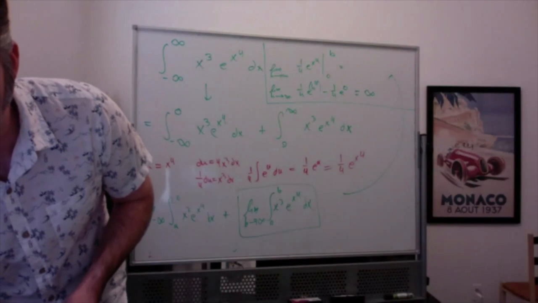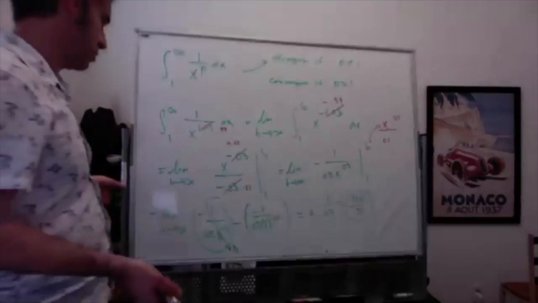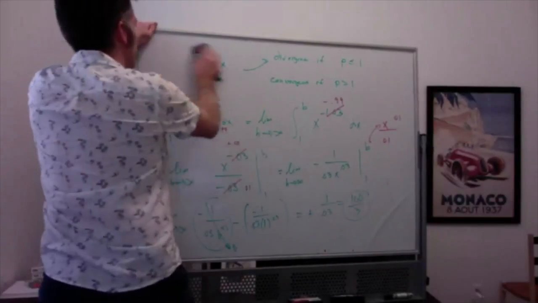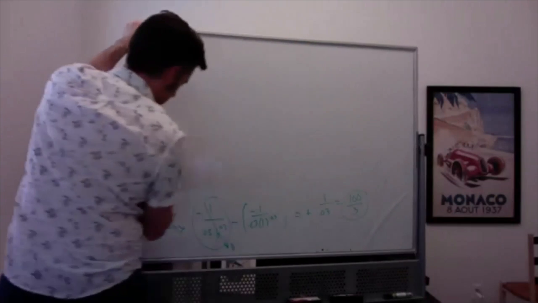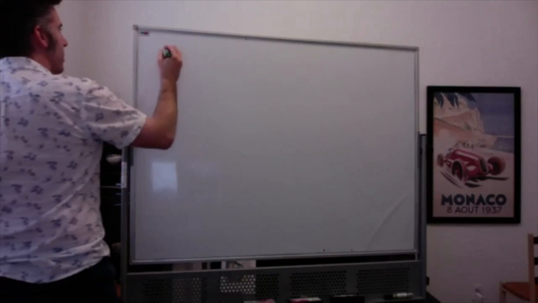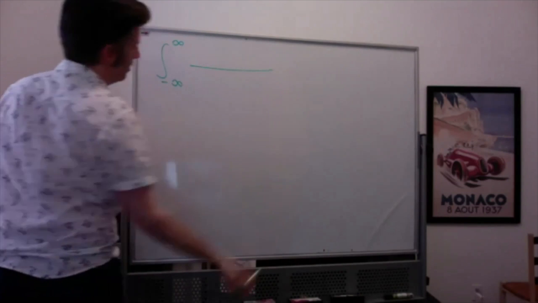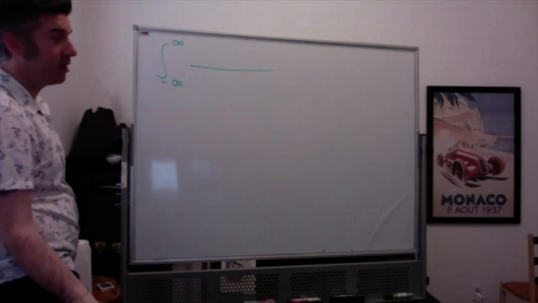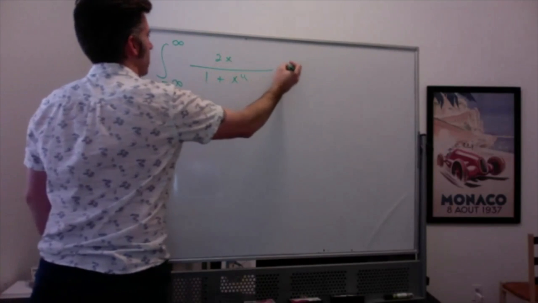Let's look at another example. Let's go to one of my favorite examples. Let's look at, again, the integral from negative infinity to infinity of, what kind of terrible thing can I come up with here? Let's do 2x over 1 plus x to the fourth dx.